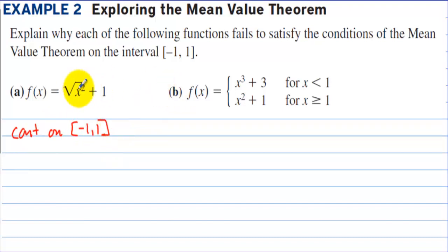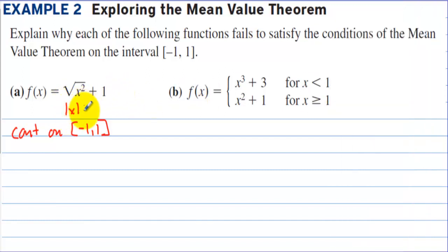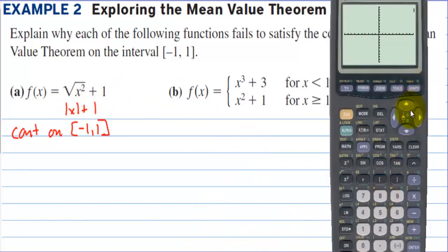Let's use a graphing calculator to do this part. Let's enter in the function. We have the square root of x squared and then plus 1. And really, this is the absolute value of x plus 1. It's really the same thing. So we graph it, and we find out that the function is continuous from -1 to 1, but there is a corner here.